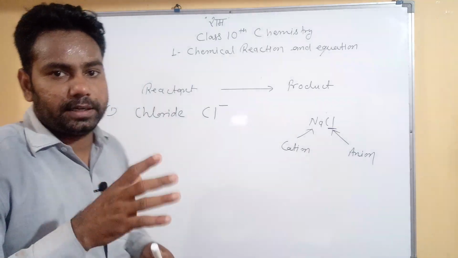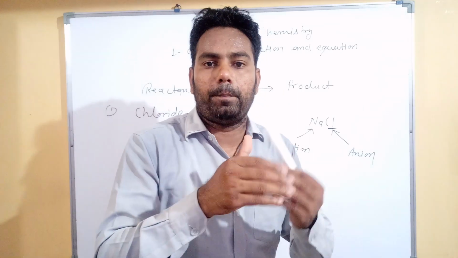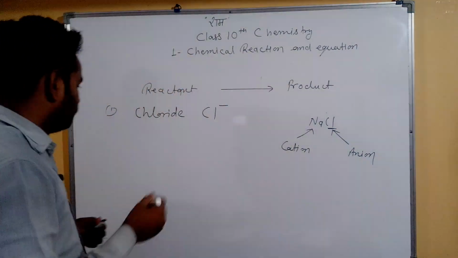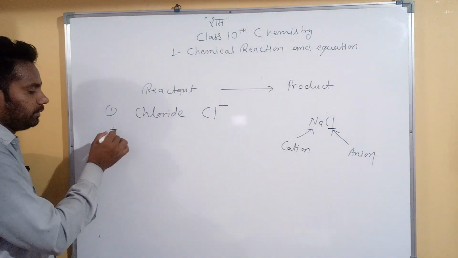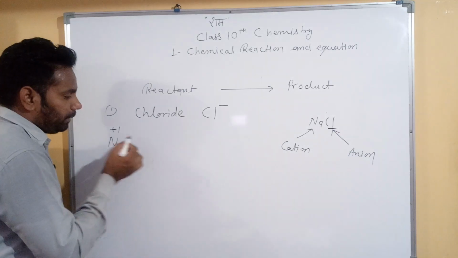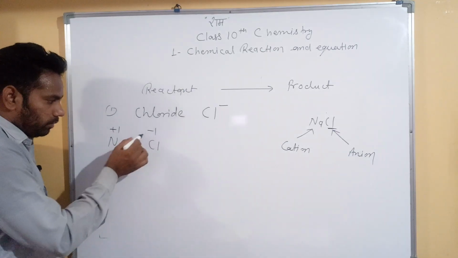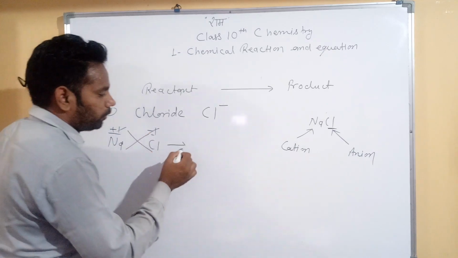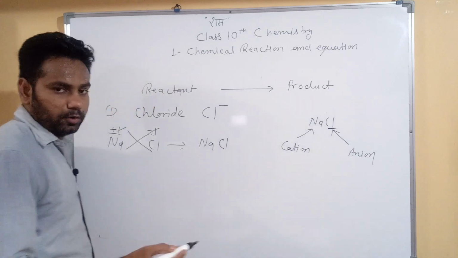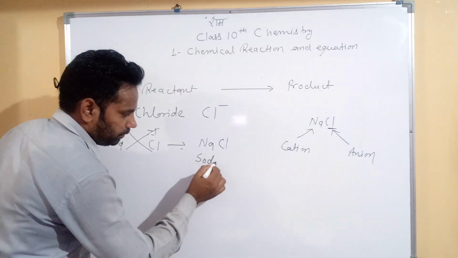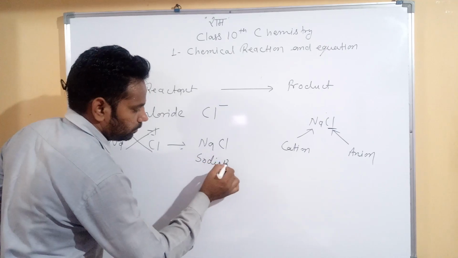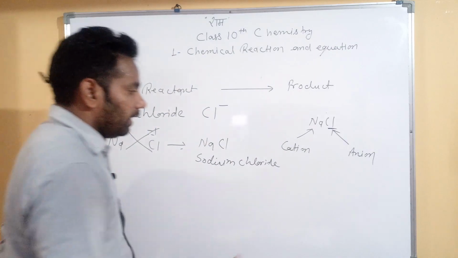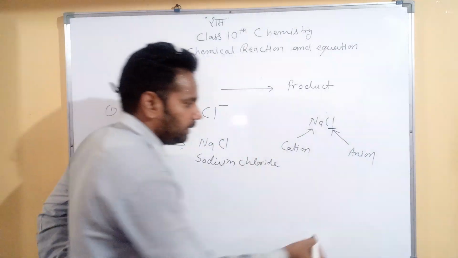Minus, you know, reacts with plus cations and forms chloride compounds. Here sodium's valence is plus 1. So Na plus reacts with Cl minus by cross multiplication. Plus 1 and minus 1 cancel, so the formula of sodium chloride is NaCl. Its name is sodium chloride.